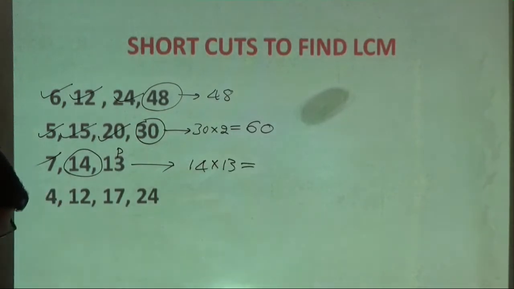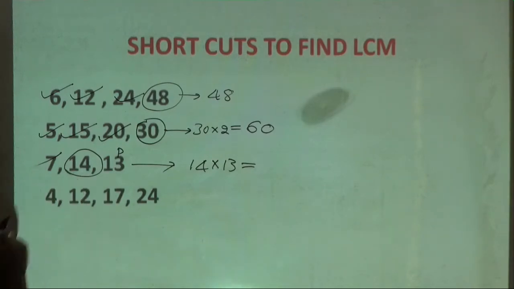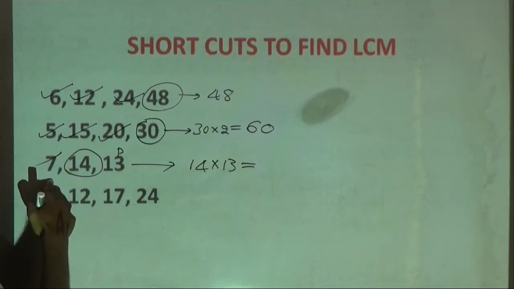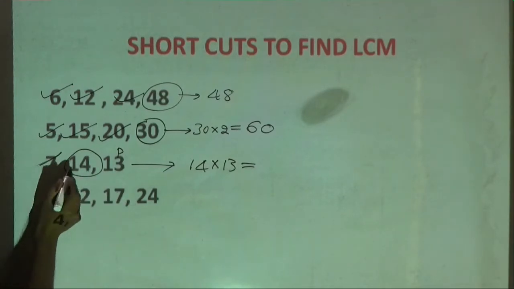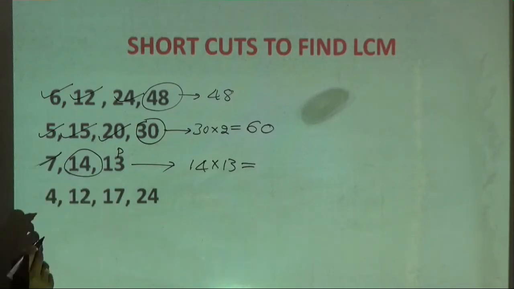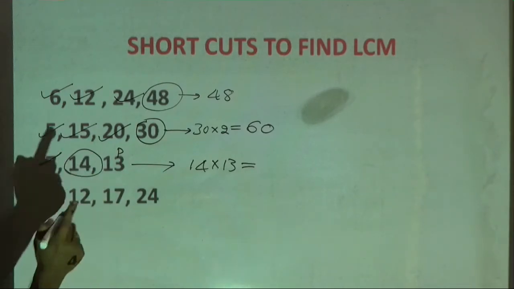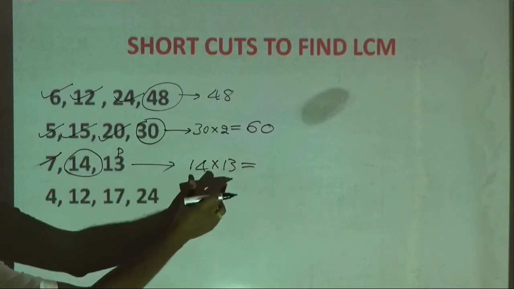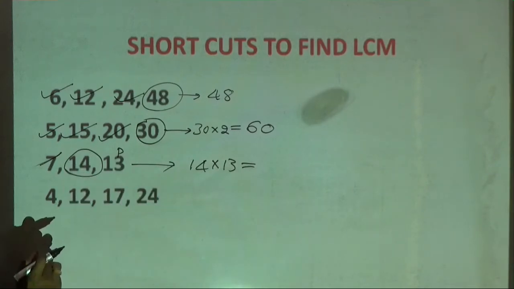Just their product. So please observe here. The biggest number among 7, 14 and 13 is 14, right? Now, 13 is a prime number. 7 can divide 14, so from 7 I can divide your 14. Then what is left out? 13, a prime number. Therefore, whenever you have a prime number, the LCM is just their product. What is 14 into 13?